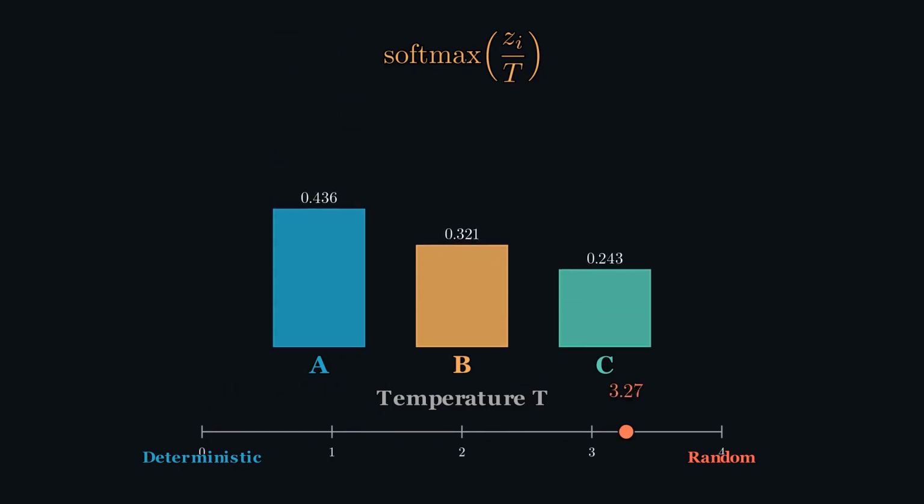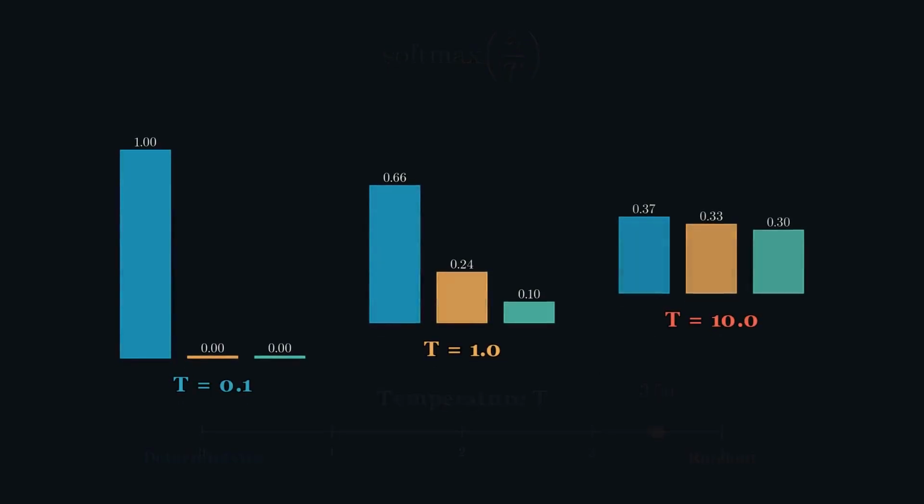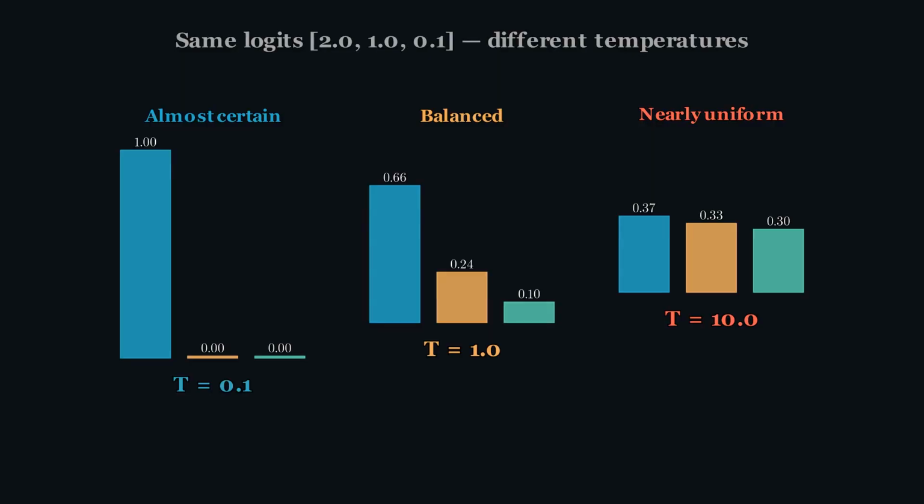Turn it up, and all options become nearly equal. The distribution flattens out. Let's see all 3 side by side. At t equals 0.1, virtually all probability concentrates on the top scoring class. At t equals 1, it's a balanced distribution. At t equals 10, it's almost uniform, nearly random.